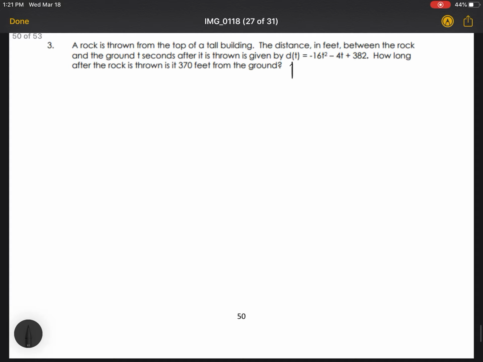So this is asking when is its height, which is represented by d of t, when is that going to be equal to 370? So we're going to plug 370 in for d of t. Everything else is going to stay the same.